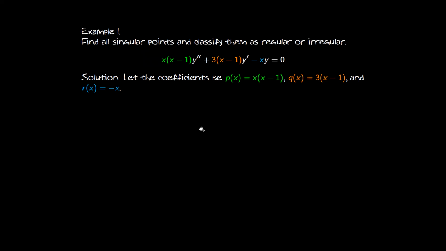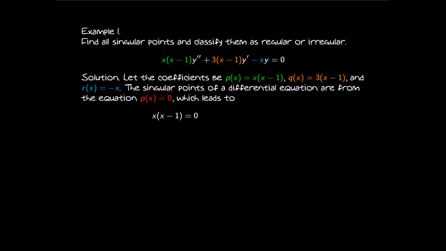And to find the singular points, we just need to make the leading coefficient equal to 0. And in this case, you're going to get x times x minus 1 is equal to 0. And easily, you can get x is either 0 or 1. So for this equation, we're going to have two singular points.